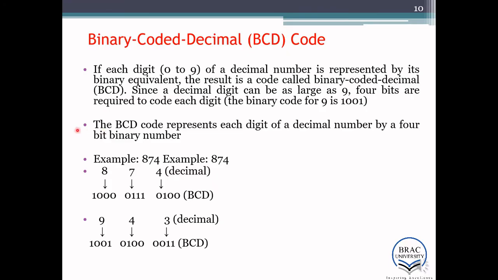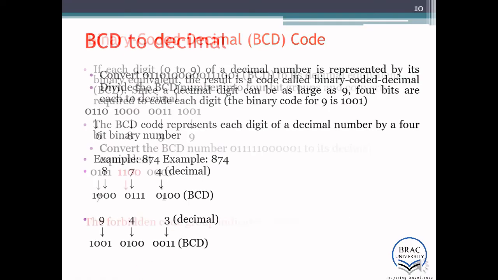You have been given an example here, 874. This is the decimal. So for 4 the equivalent BCD is 0100, 4 bits. 7 is not 111, in 4 bits it is 0111. 8 is 1000. Similarly, for 9 it is 1001, for 4 it is 0100, for 3 it is 0011.